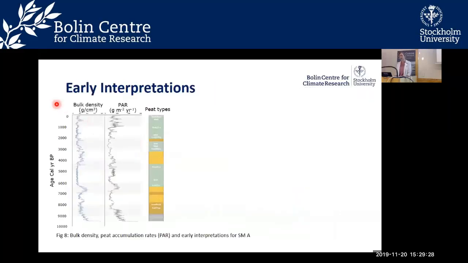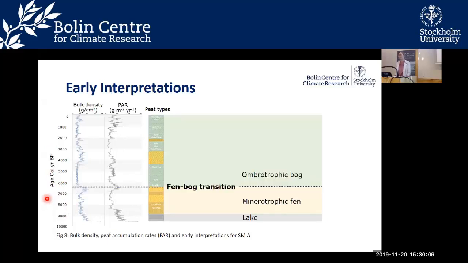If we look at all this and put it together with the bulk density in blue and peat accumulation rates in grey, with the ages on the left-hand side and the simplified peat stratigraphy again on the right, we start to see some interesting stages in the peatland. Starting with the lake again, the system changes around 9,000 years ago into a minerotrophic fen. This is where the system receives both atmospheric input and groundwater input. You see that it also has a slightly higher bulk density. At about 6,300 years ago, the transition into an ombrotrophic bog happens, the fen-bog transition. This is where the system only receives atmospheric input, and you can see a lower bulk density as well, and it's mainly sphagnum in this section.